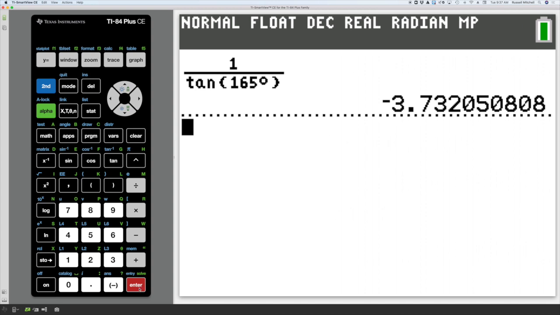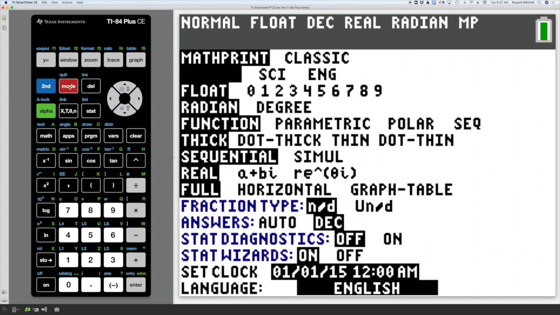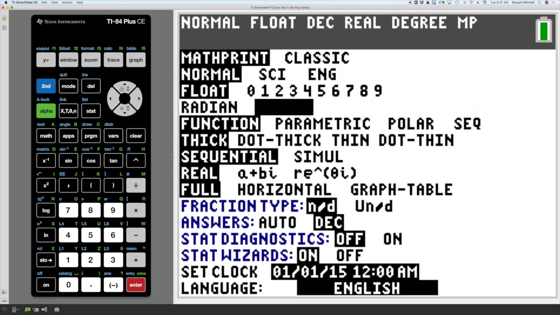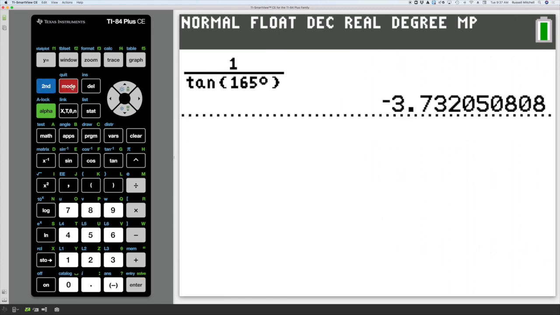So another way you can do this is to go to the mode feature and switch your angle mode to degrees. This is how we normally do it in Honors Math 3, okay? And press enter and we highlight degrees. Okay, so now the calculator thinks you're in degree, it knows you're in degree mode, right?